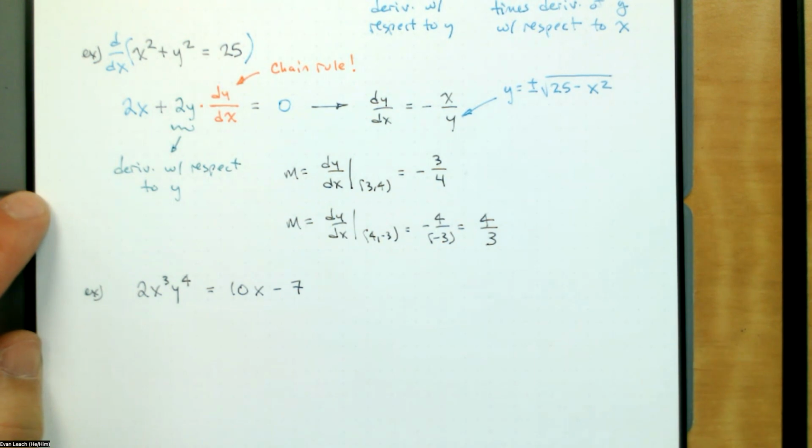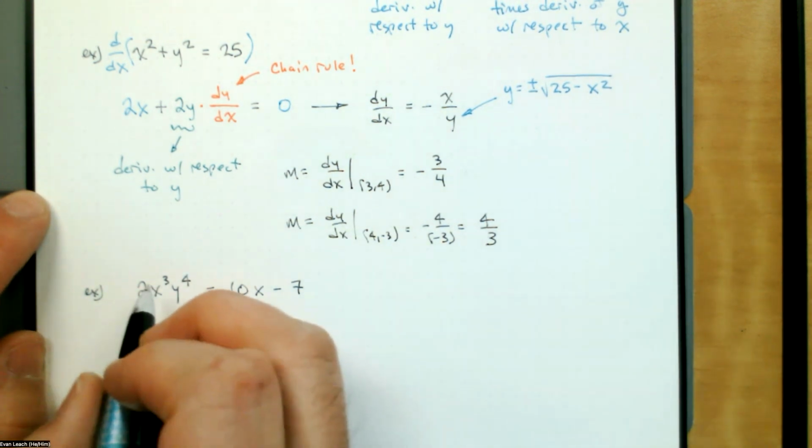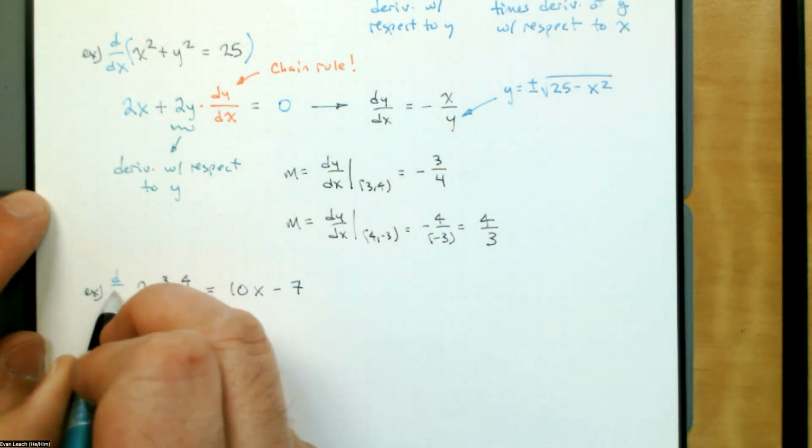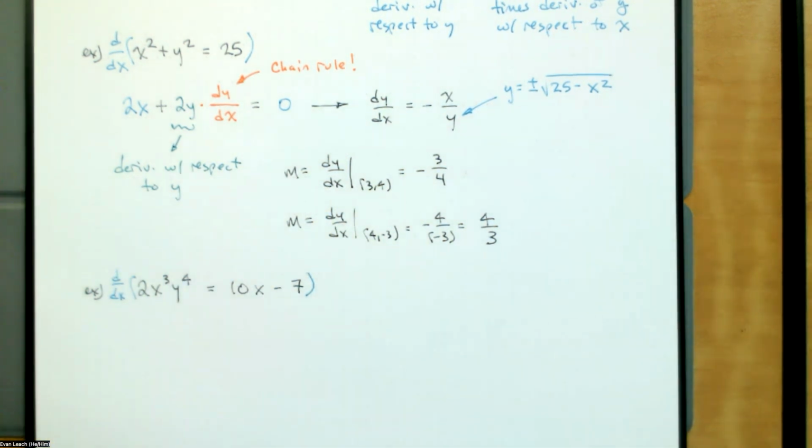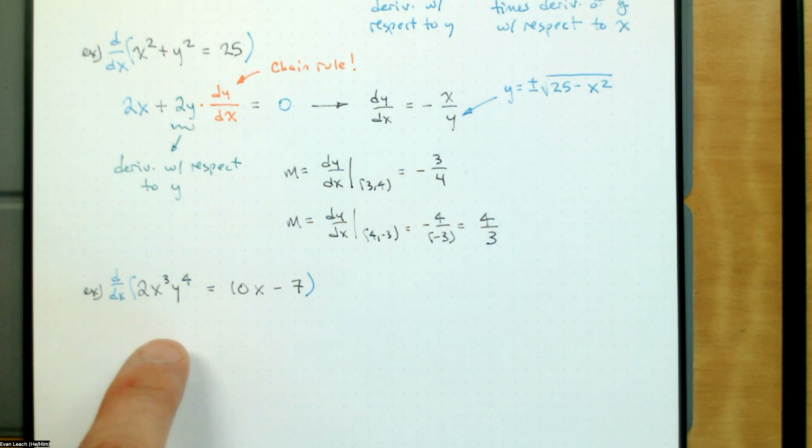So we could go that way, or we could use our fancy implicit differentiation to take the derivative with respect to x of this whole thing. The thing that we have to remember is that there is some x in this x to the third, and this y to the fourth has a bunch of x stuff in it. So I've got to treat this with the product rule.